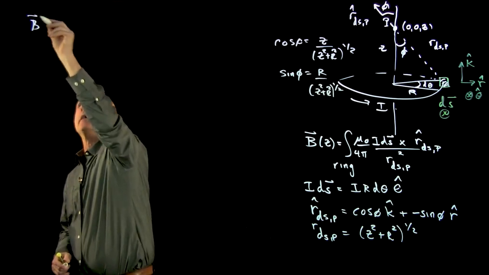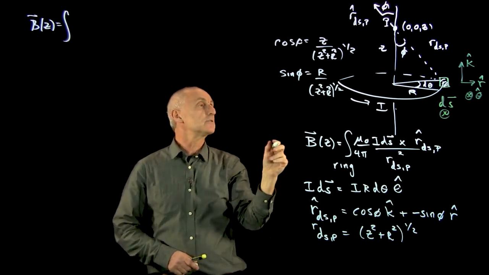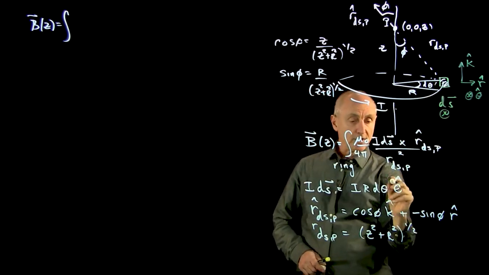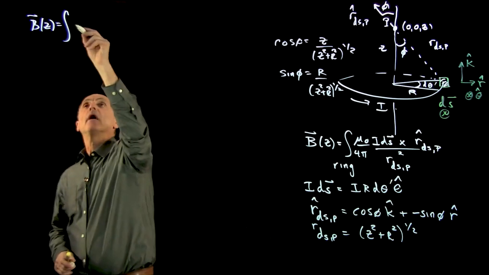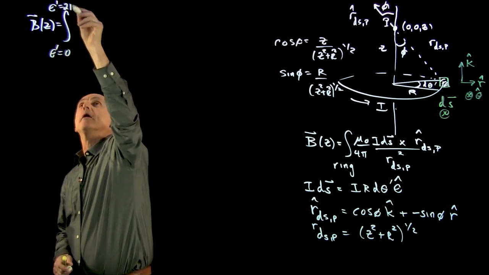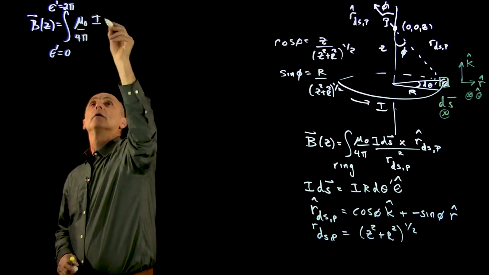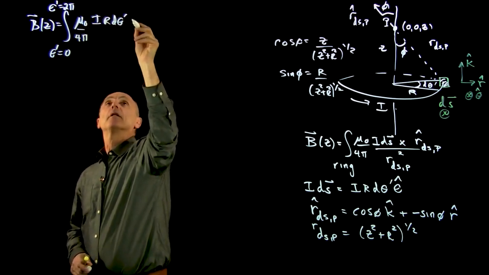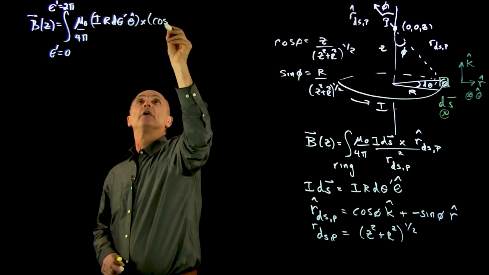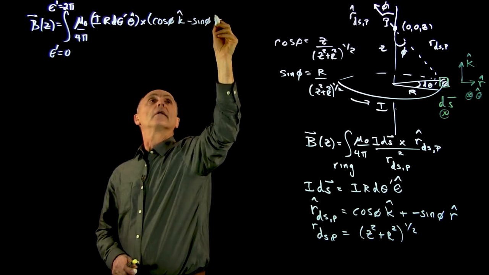So the B field at the point z is the integral over the ring. I could call this theta prime if I wanted, d theta prime, but I'll write it as theta prime goes from 0 to 2 pi. I'm integrating over the circle. Mu naught over 4 pi, I R d theta prime, theta hat cross cosine phi k hat minus sine phi r hat.